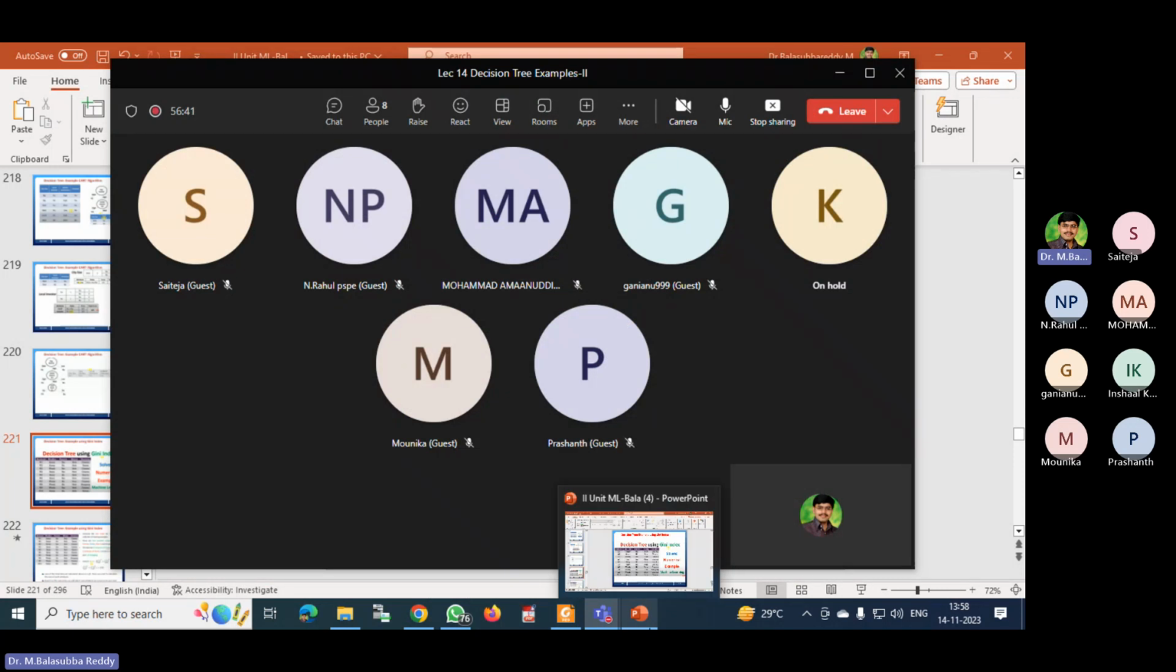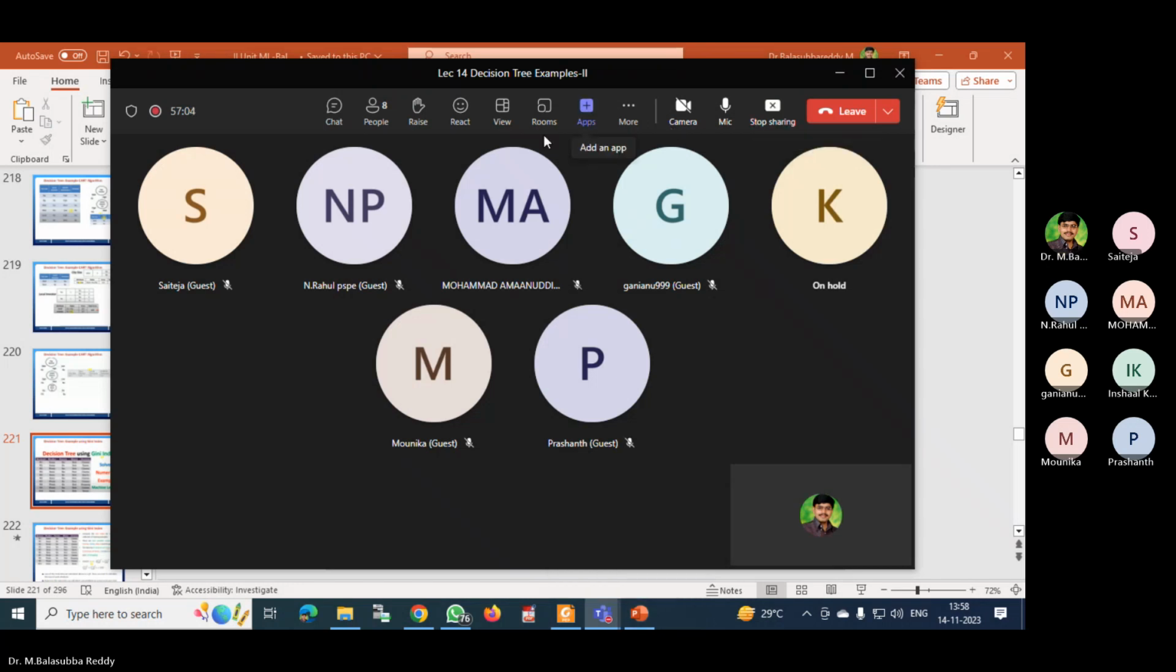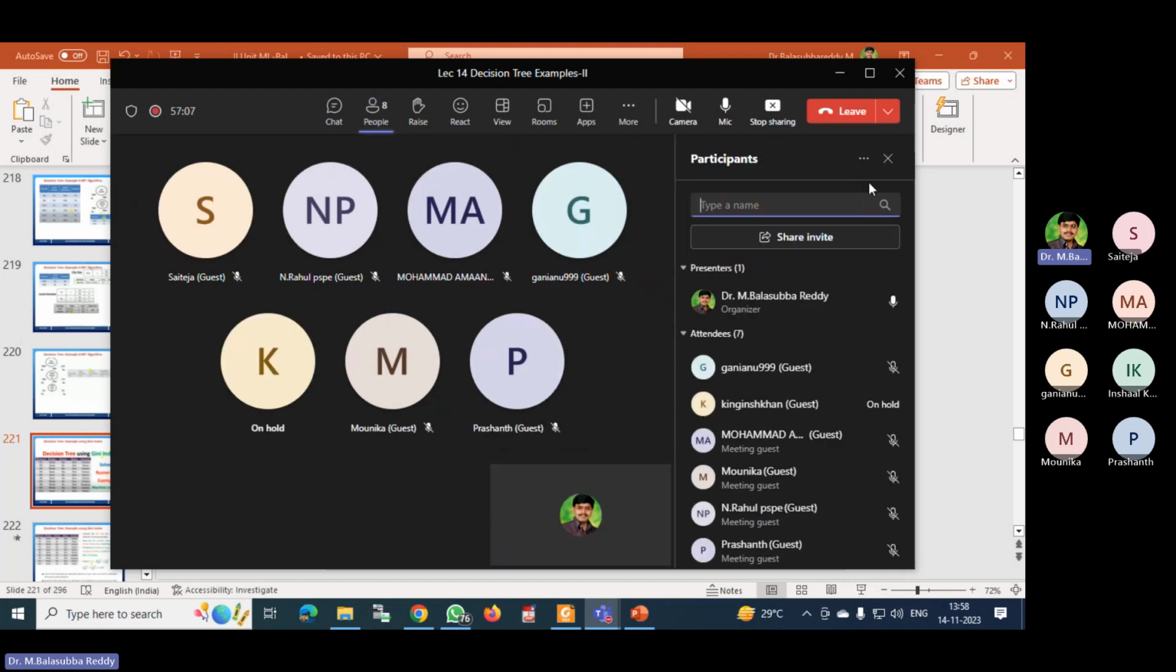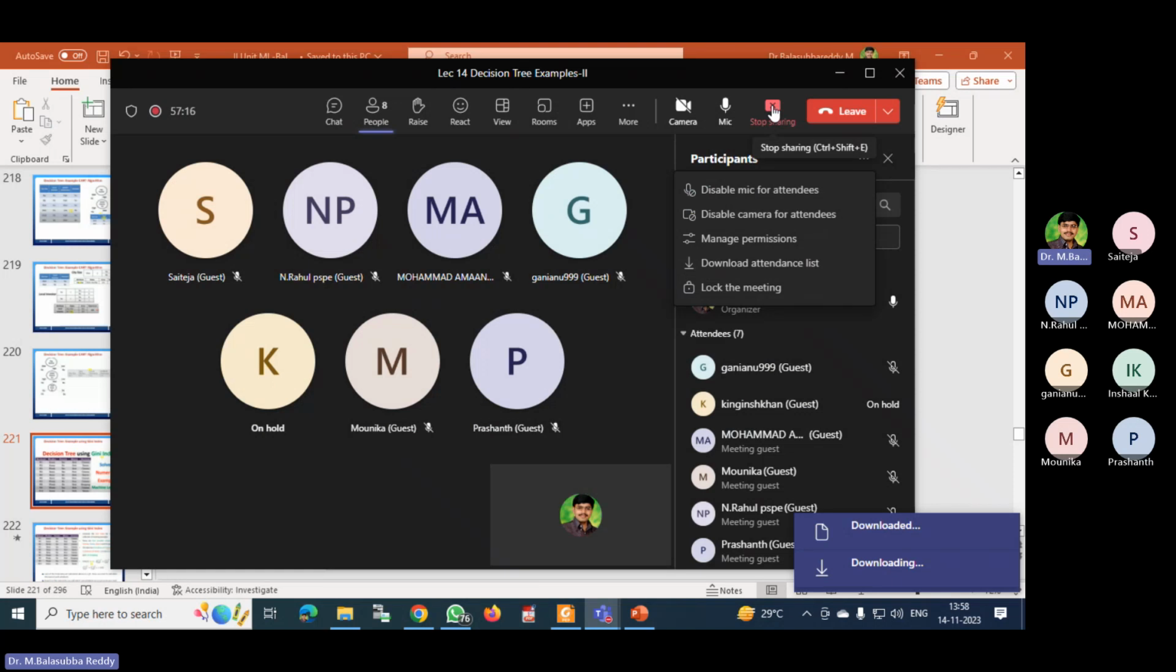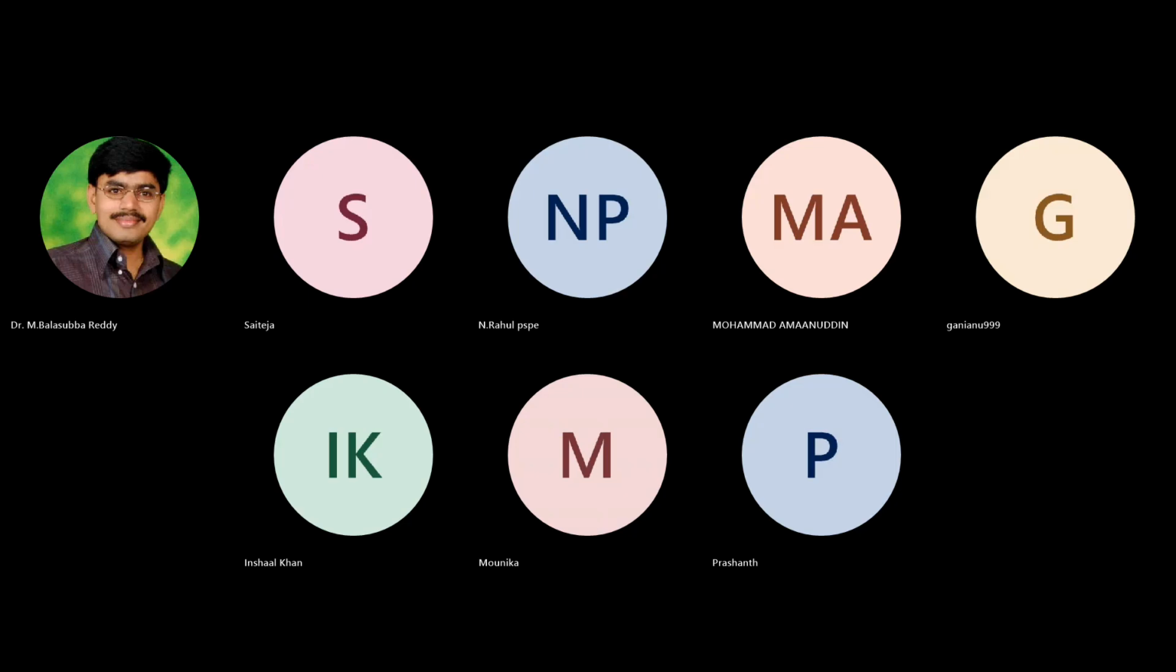Seven members are present. Then who are the absent? Roll numbers, anybody can tell me? Two members are absent. What is their roll number? Anybody? Three members absent. Okay, I will download the attendance also. Okay, fine. If you have any doubt, ask me. Otherwise, you can leave. You can leave now.